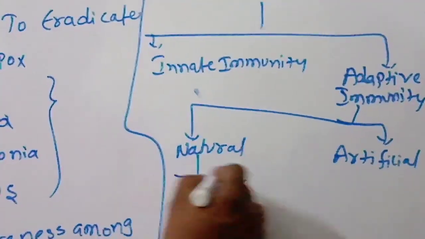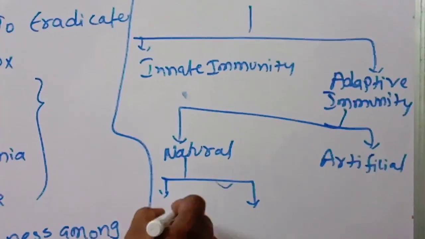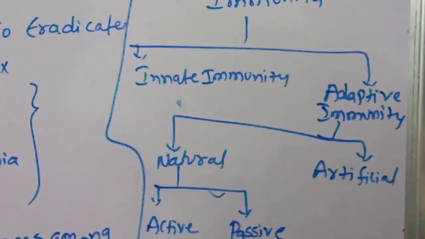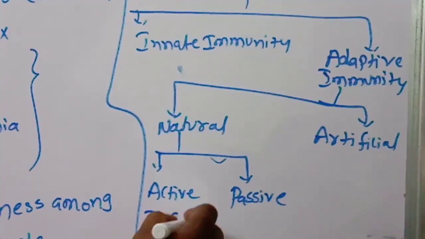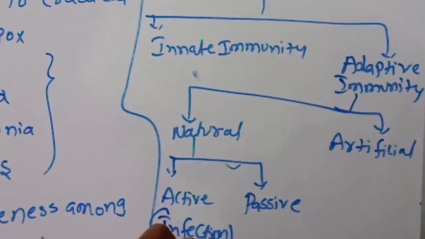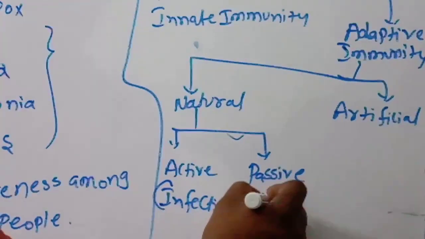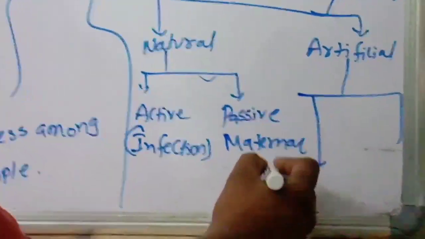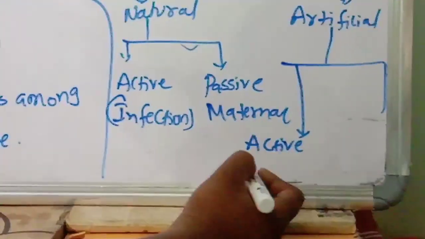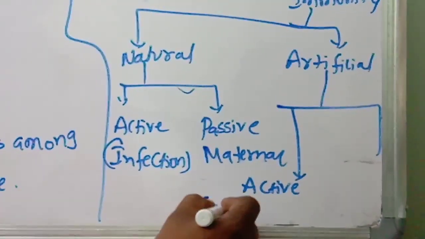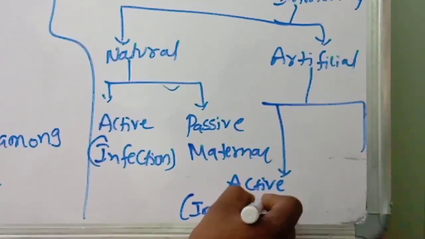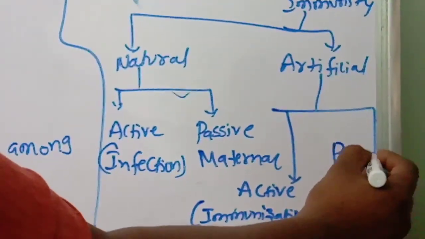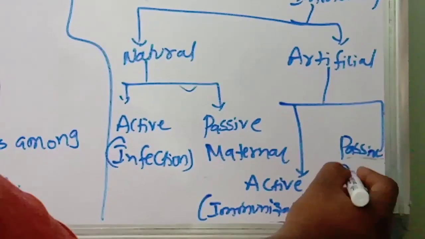Natural is divided into two types: active and passive. Active is acquired by infection. Passive is acquired maternally, from the mother. Artificial is also divided into active, by immunization, very important, and passive, by antibodies, as you know very well.